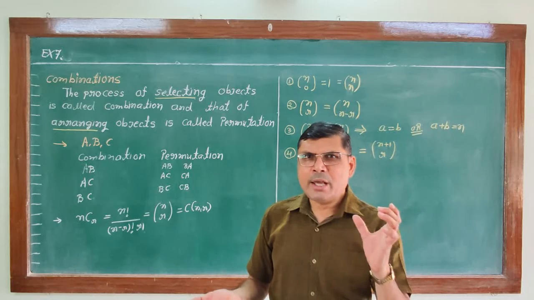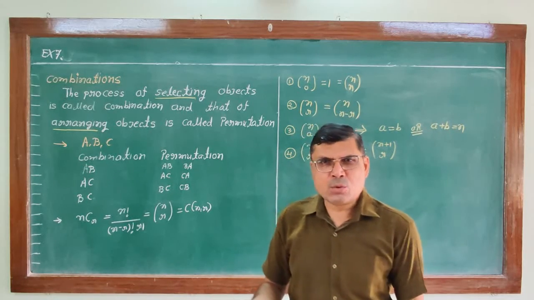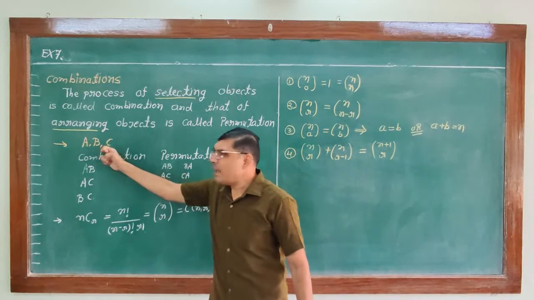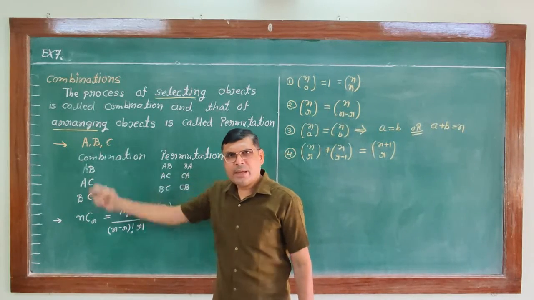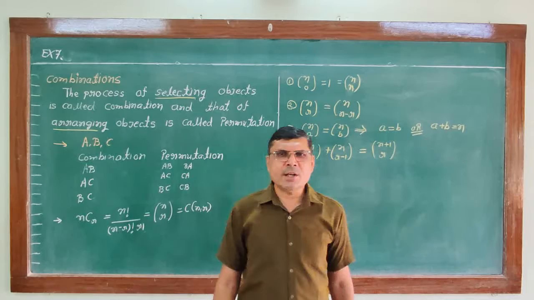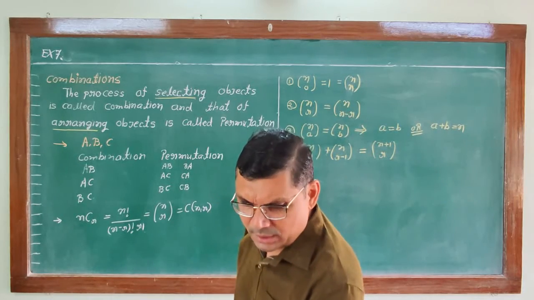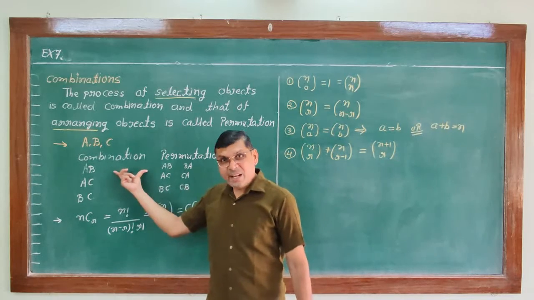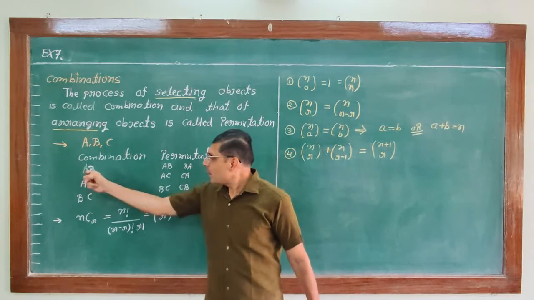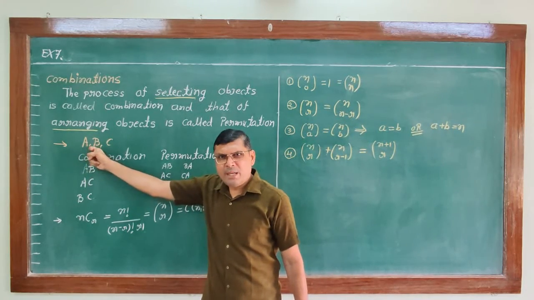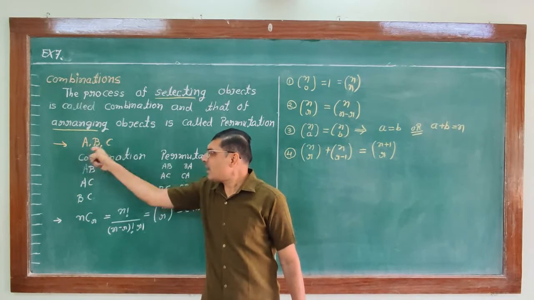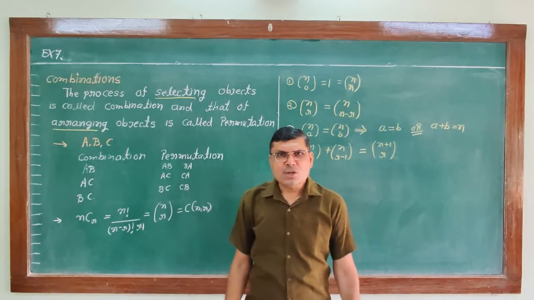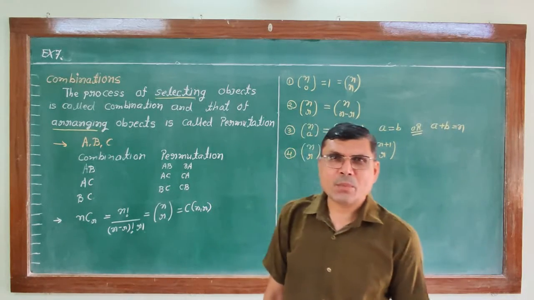Here, with the help of one small example, I am trying to explain to you what is the difference. Suppose I have A, B, C, 3 letters, and out of these 3 letters, I want to select any 2 letters. Selection, remember. So you can select AB, you can select AC, you can select BC. So this is a selection.